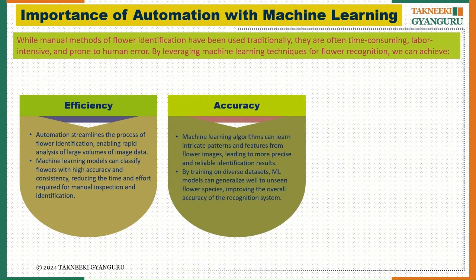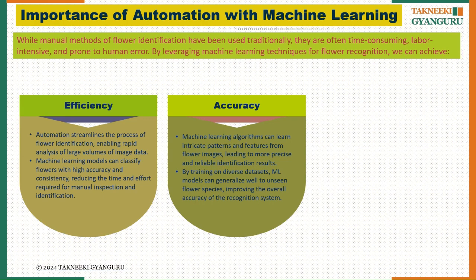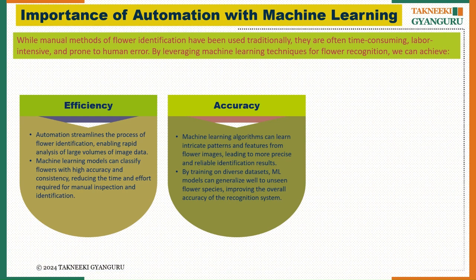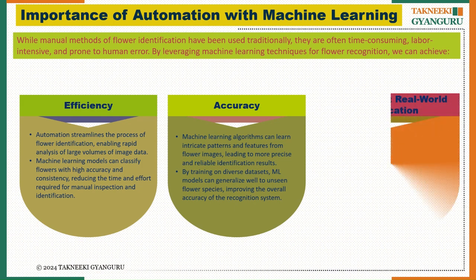Next one is accuracy. Machine learning algorithms can learn intricate patterns and features from flower images, leading to more precise and reliable identification results. And by training on diverse datasets, ML models can generalize well to unseen flower species, improving the overall accuracy of the recognition system.